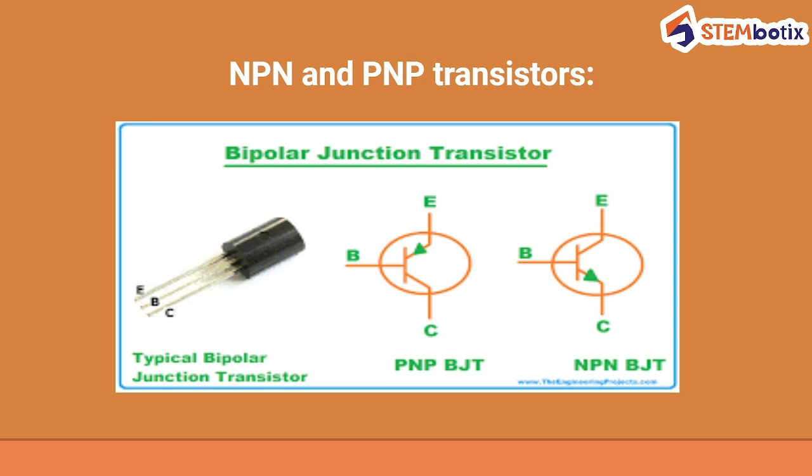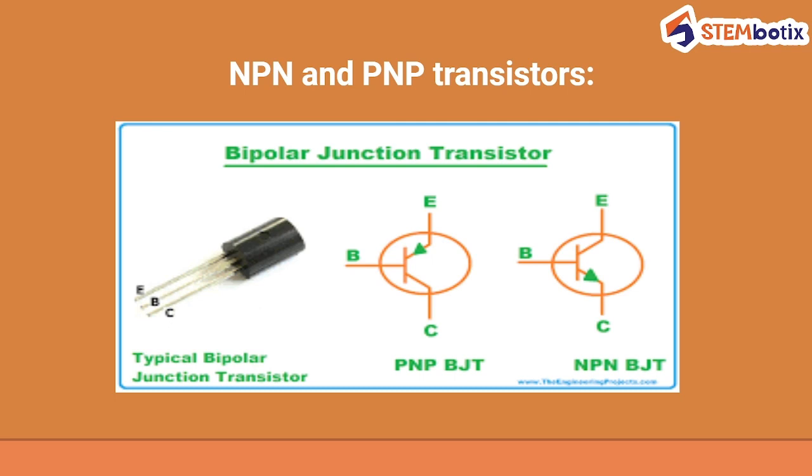So the current at the base and the current at the collector: the division of collector current by base current gives you the current gain, which is nothing but gain. So gain is the collector current divided by the base current.